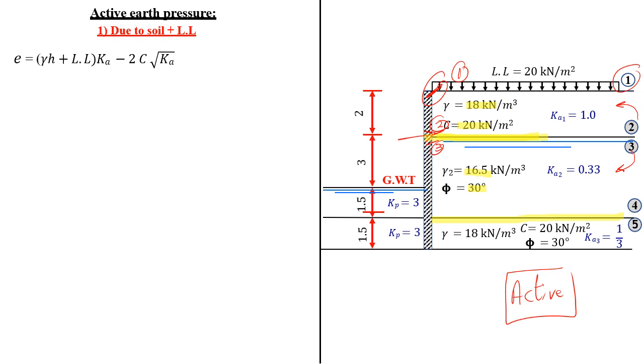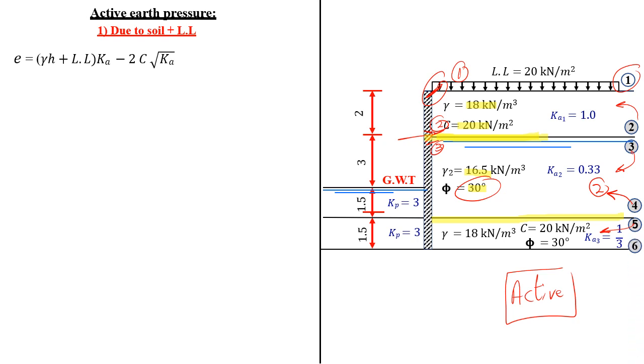Point number 4 will be more controlled by the above soil layer, which is soil number 2, which has an internal friction angle of 30 degrees. However, point number 5 will be controlled by the soil layer which has C of 20 kilopascal and phi of 30 degrees.